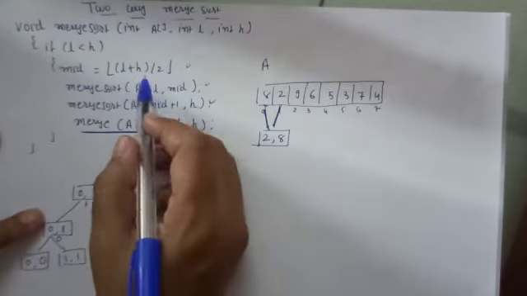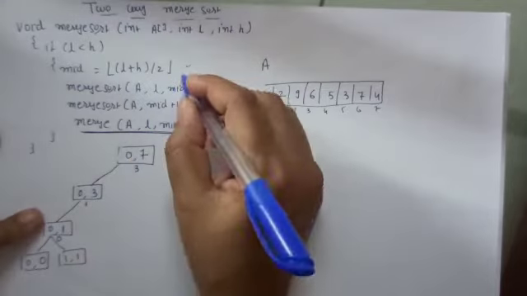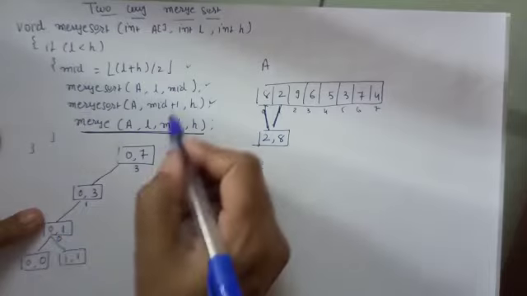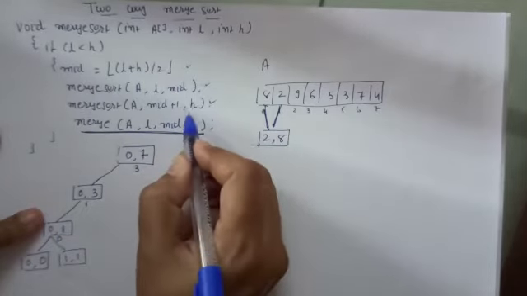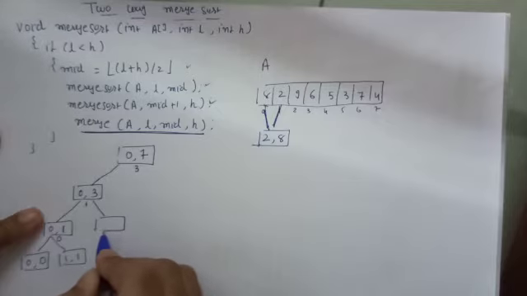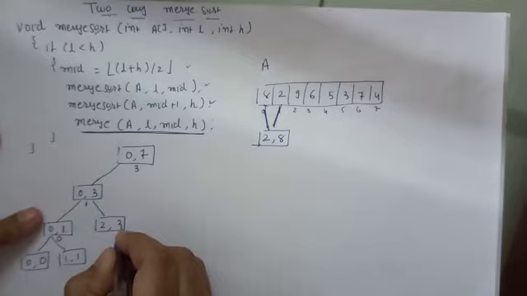Now this call of 0 to 1 is completed. For the call of 0 to 3, we calculated mid, which was 1. Merge sort 0 to 1 we have calculated. Now mid plus 1 to high: mid plus 1, so 1 plus 1 is 2, and high is 3.